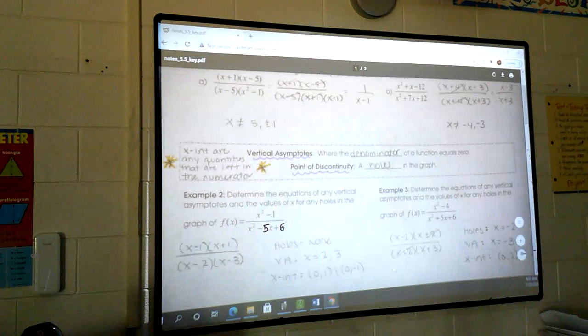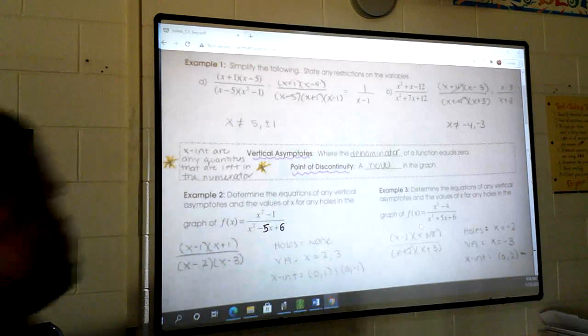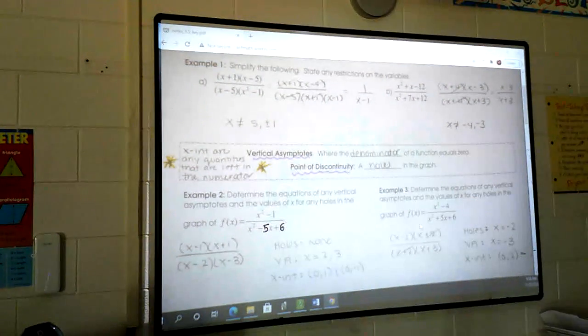Okay, so let's go to the second one. Example 3. Determine the equations of any vertical asymptotes and the values of x for any holes in the graph. So in this case, x squared minus 4 is a difference of squares. So that's x plus 2 and x minus 2. So that's the top. And then on the bottom, you're saying what two numbers multiply to give me 6 and add to give me 5. That's x plus 2 and x plus 3.